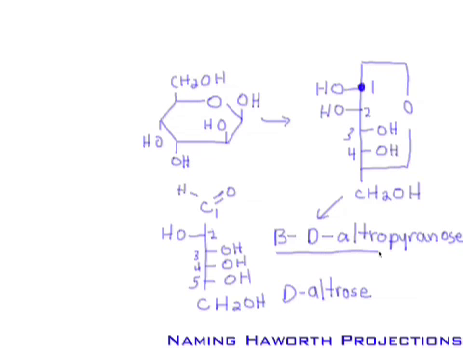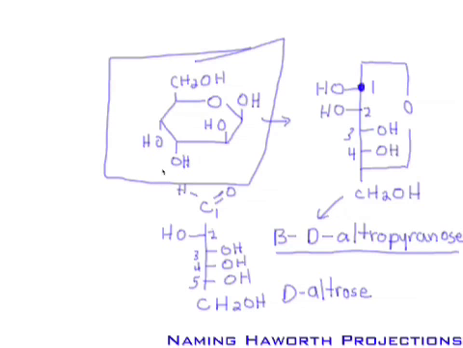So you notice I determined the name of this odd Haworth projection by converting it to a cyclic Fischer and then an open chain Fischer. And I do this on scrap paper to figure out how to name it. All right.